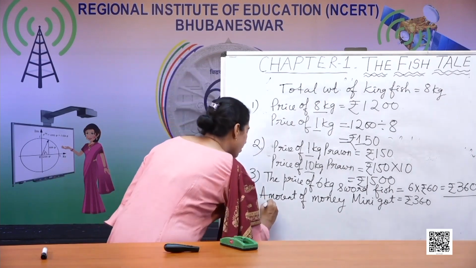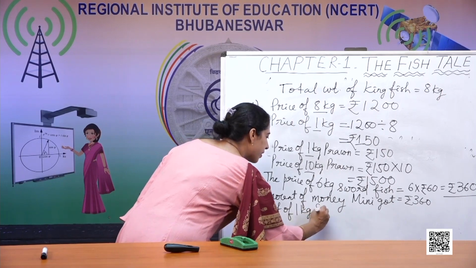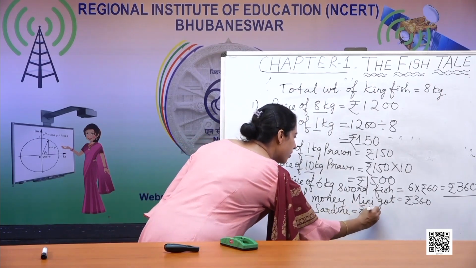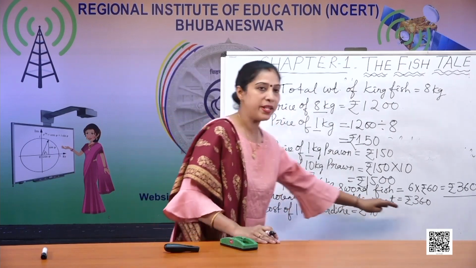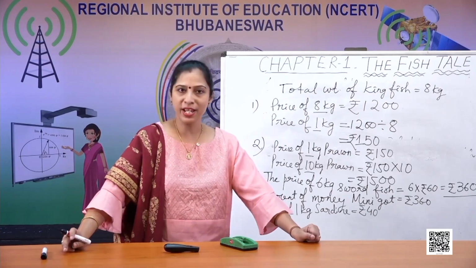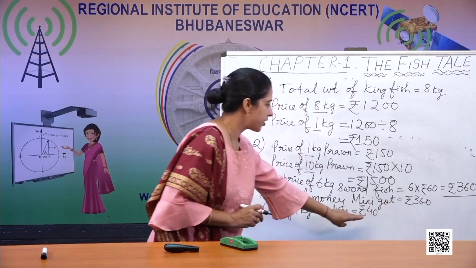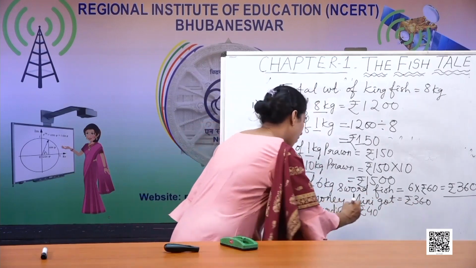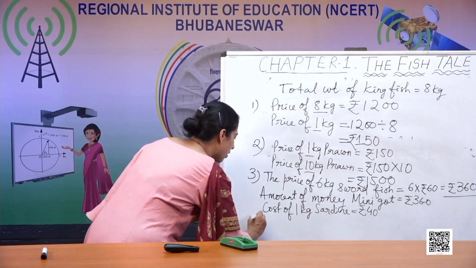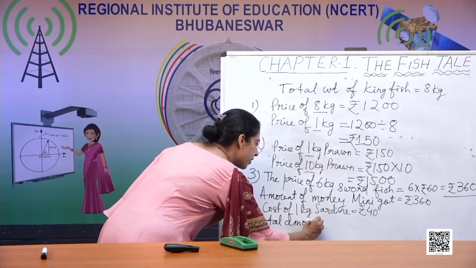So the cost of 1 kg sardine is equal to 40 rupees. So can you find out from here how many kgs she sold? Of course, it's very easy. As she has earned 360 rupees and she is selling the fish at 40 rupees per kg for the sardine, let's find out the total amount of sardine sold.